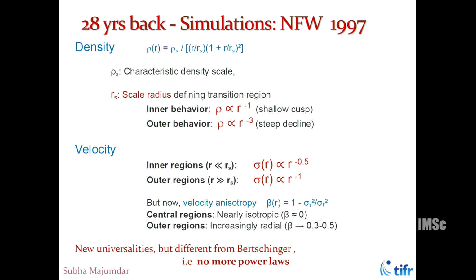For velocities, there was an outer which was going as 1 by r, and an inner which is going as 1 by square root of r. Bertschinger's model basically has zero velocity anisotropy, so it's all radial infalling pattern. In real simulations, it is not radial, so there is an anisotropy parameter, and the central region is more beta equal to 0, outside there is some anisotropy. But the thing to see over here is that there are new universalities, but they are different from Bertschinger, so not a power law, there is a scale which is coming over here.